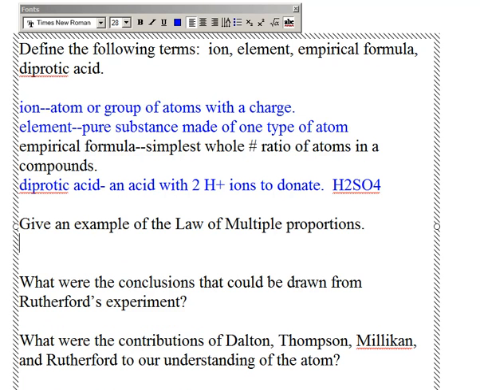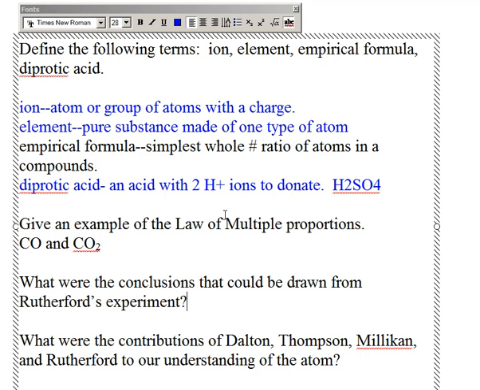The law of multiple proportions states that if you have substances that have different whole number mass ratios of elements in a compound, then the compounds are different. So for example, carbon monoxide has a mass ratio of 12 grams of carbon for every 16 grams of oxygen, because there's one atom of carbon and one atom of oxygen. And carbon dioxide has a mass ratio of 12 grams of carbon to 32 grams of oxygen. So those compounds must be different. And that's all the law of multiple proportions is.